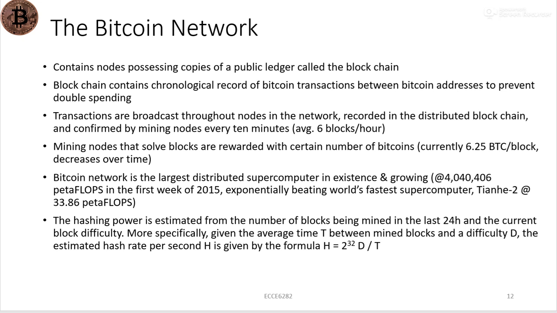Okay, what is the Bitcoin network? The Bitcoin network consists of nodes that contain the processing copies of a public ledger called the blockchain. The blockchain is a huge distributed public ledger which keeps a record of each and every transaction that occurs in the network of Bitcoin.